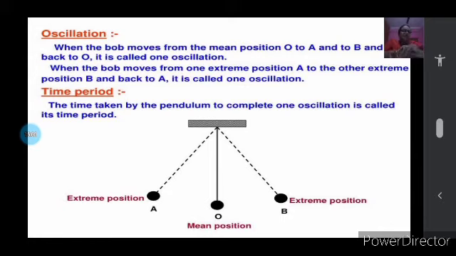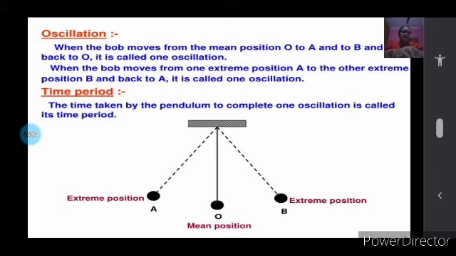You can see the two extreme positions, meaning the maximum it can oscillate, A to B, and again back to A. So from the mean position O to A, then again A to B, then back to A, like that it swings. Then it is said to have completed one oscillation. The time taken by the pendulum to complete one oscillation is called its time period.